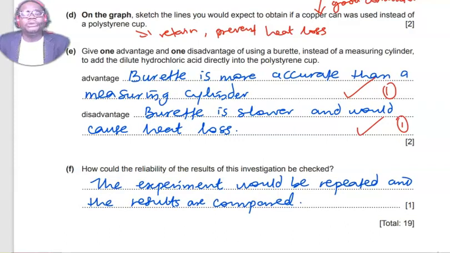Now the next part of the experiment: how could the reliability of the results be investigated? How do you investigate reliability of results? When you do an experiment and you keep getting the same result, it means that your experiment is reliable. You have what we call precision there. So how do you test your precision? You need to repeat the experiment, get your result, and compare the result. That is how to check if your experiment was reliable or not. So you score 1 mark for that.